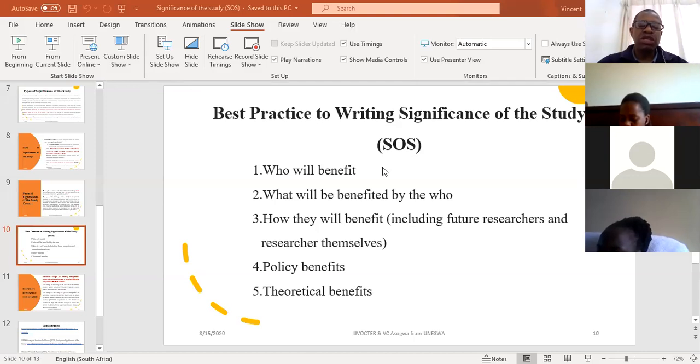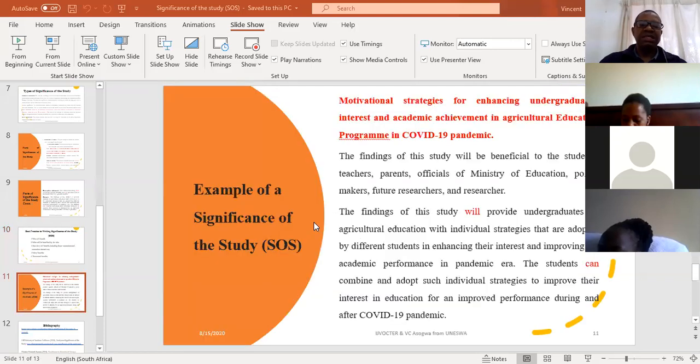Then the next one is policy benefits. If you have any policy benefit, you bring it in. If you have any theoretical benefit, you bring it in. It is important that we note here the theoretical significance must be on the theory you are using. Don't pick theory from anywhere. Make sure you relate this theoretical benefit to the theory you said that you are going to make use of, or that your study is making use of.